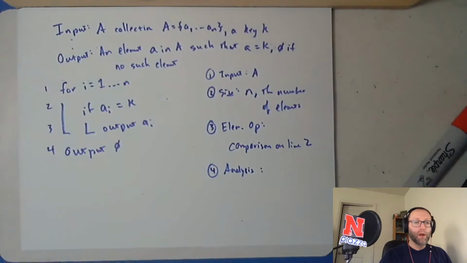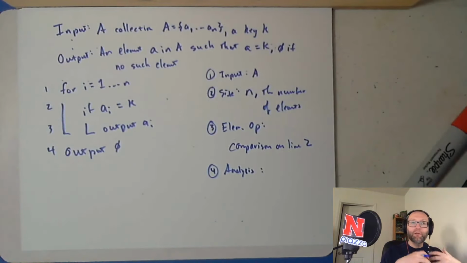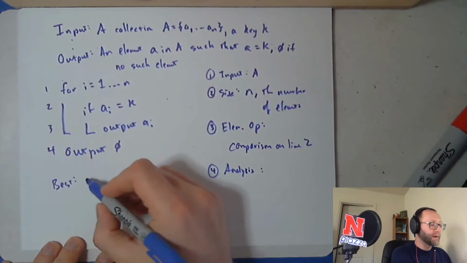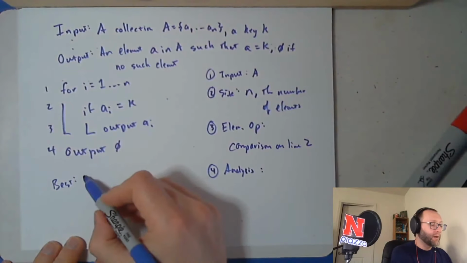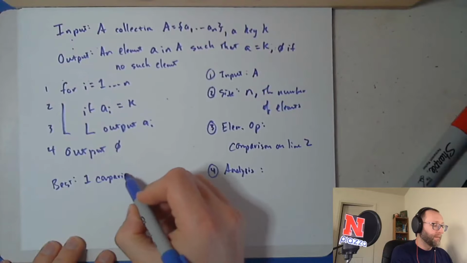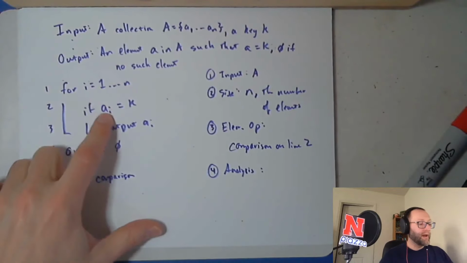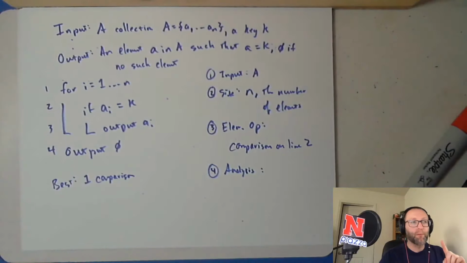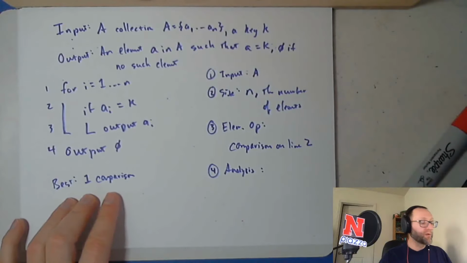Right? Now here's where you need to focus on the worst case scenario. You can talk about the best case scenario. The best case scenario would be 1 comparison. You get lucky and A[1] is equal to K, and you immediately stop and output. You only performed 1 comparison. You got away with it, right? That's overly optimistic. You don't always want to look at it that way.